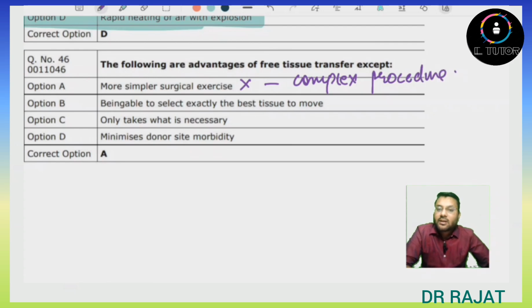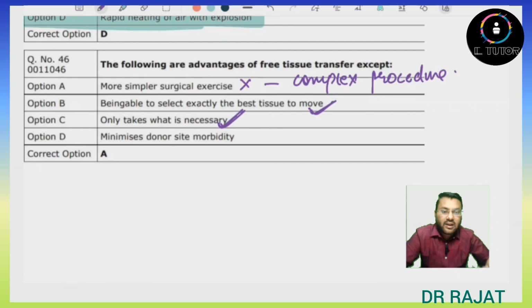Being able to select exactly the best tissue to move. Yes, this is true. We can select the tissue that we have to move, and only take what is necessary. This is also true. Only the tissue which is necessary is taken, and it minimizes the donor site morbidity.